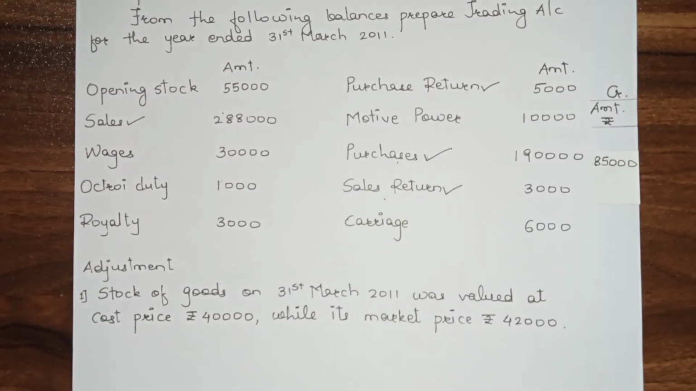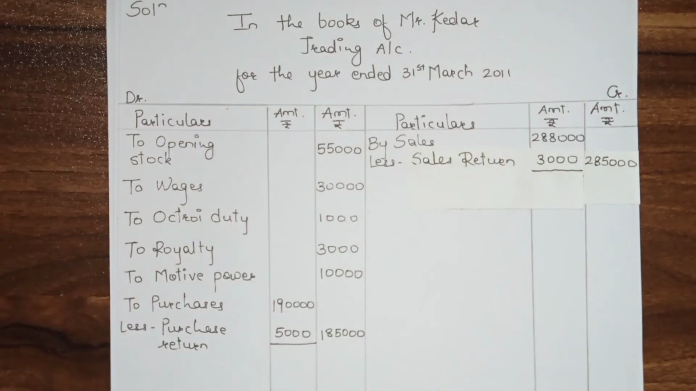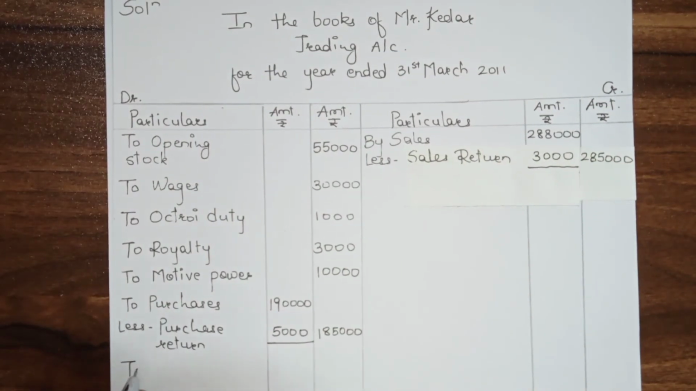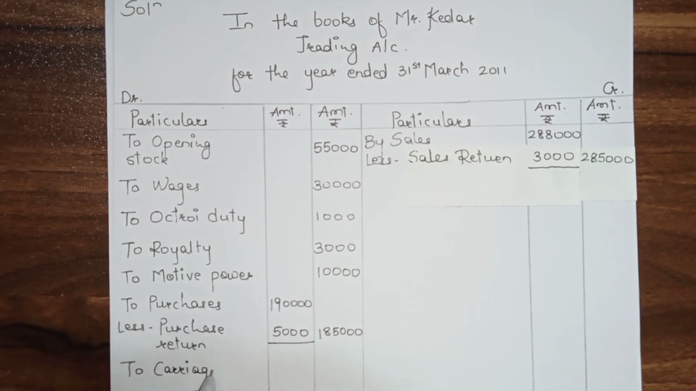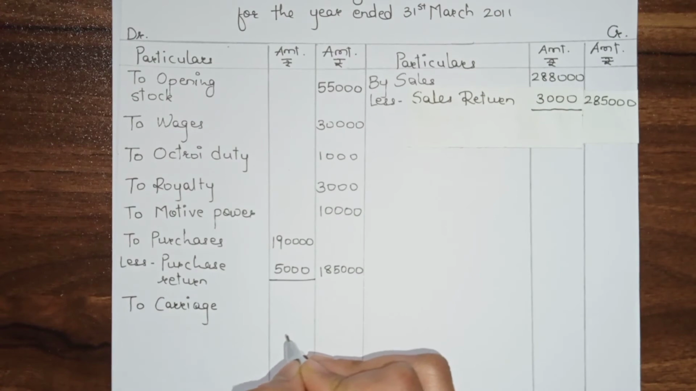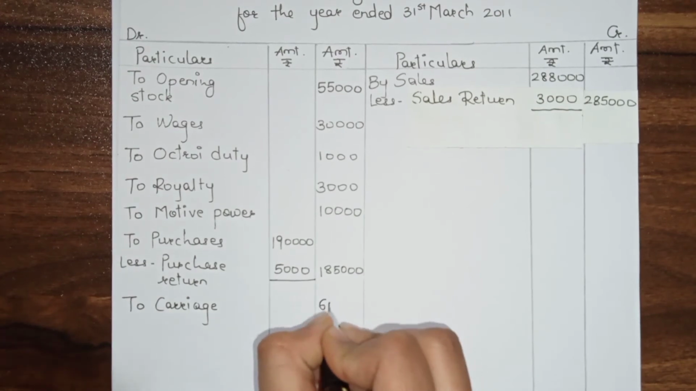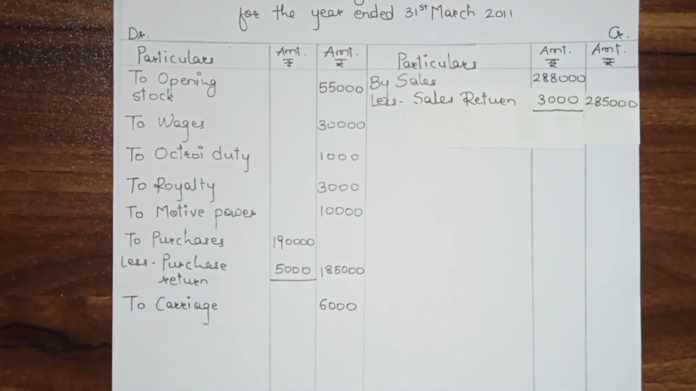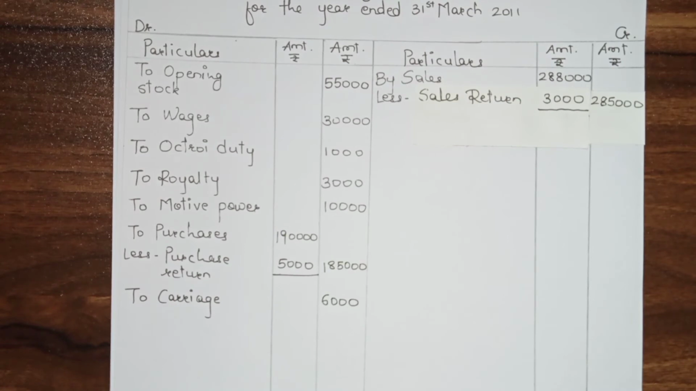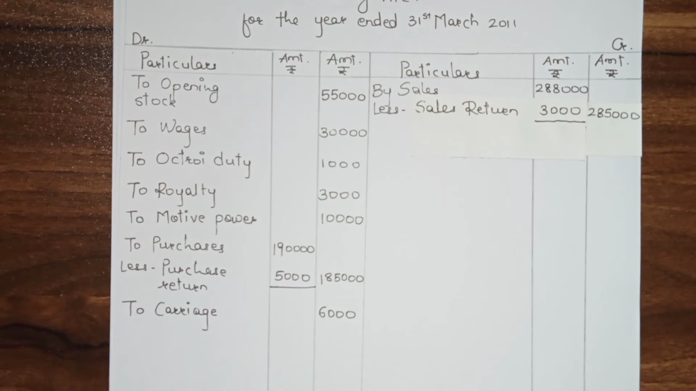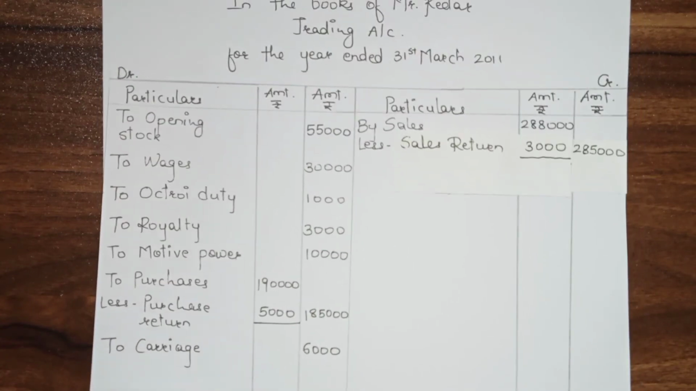Last but not the least, carriage. This is also an expense to Mr. Kedar, so we will write it down in the debit side. To carriage rupees 6,000. Since there is no adjustment on carriage, so we will write the amount in the outer column. Now all the items are being posted in the trading account.